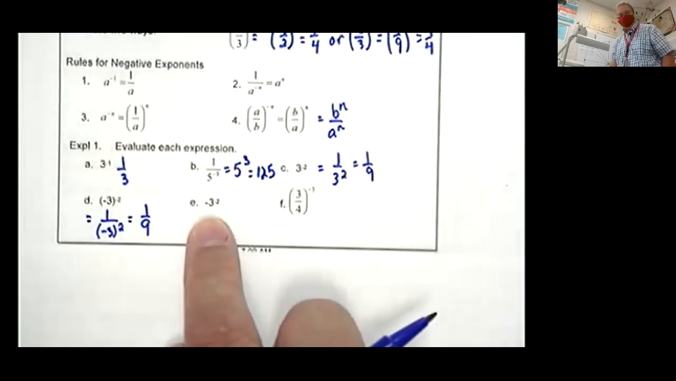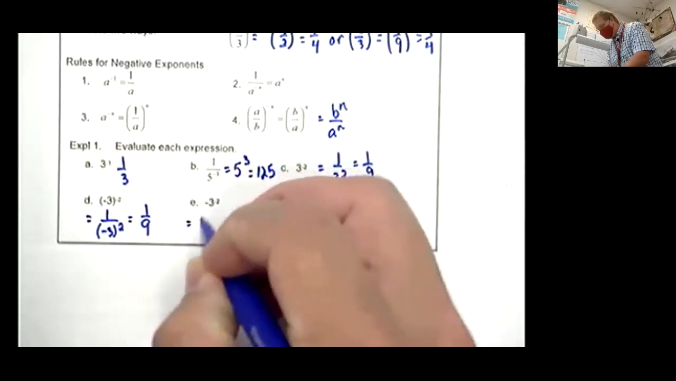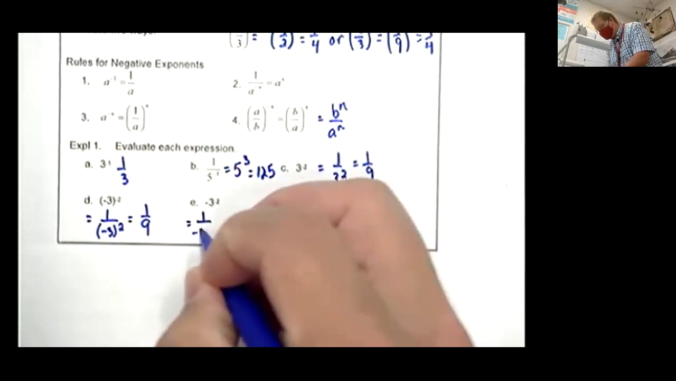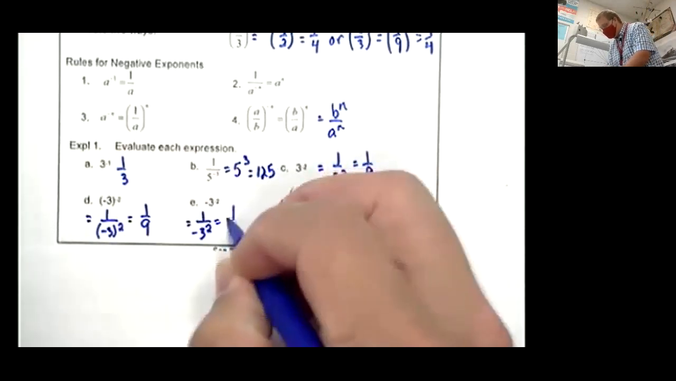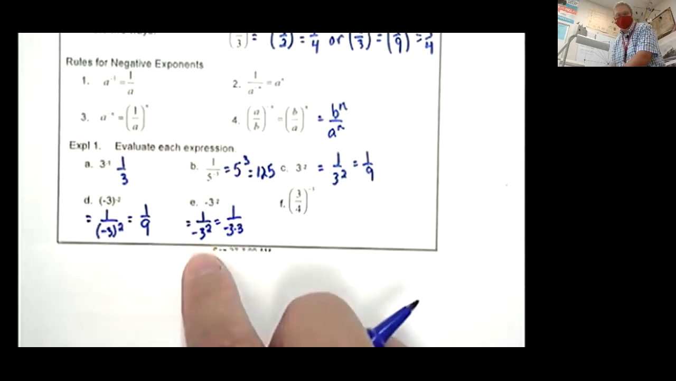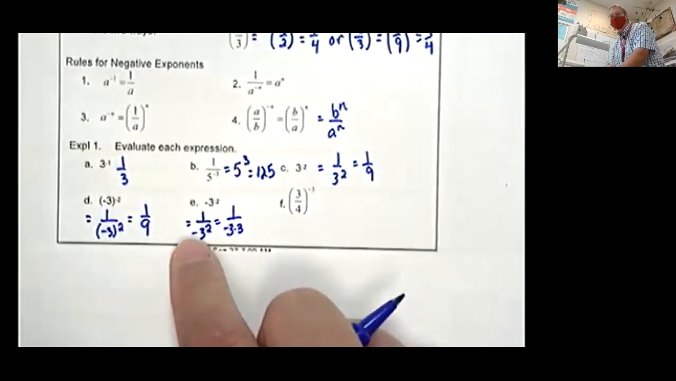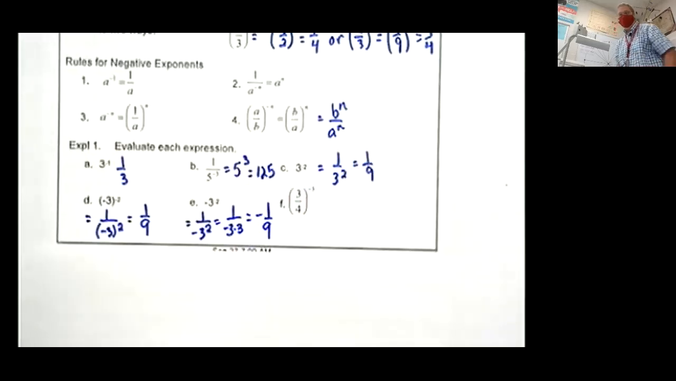How's this one different? Well, this one doesn't have the parentheses, so this will also flip, 1 over, but there's no parentheses, negative 3 squared. This is 1 over negative 3 times 3. Only the 3 is being squared, not the negative. So there's only one negative. That means our answer has to stay as negative 1/9.